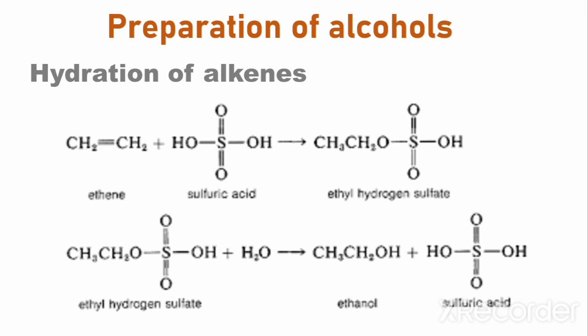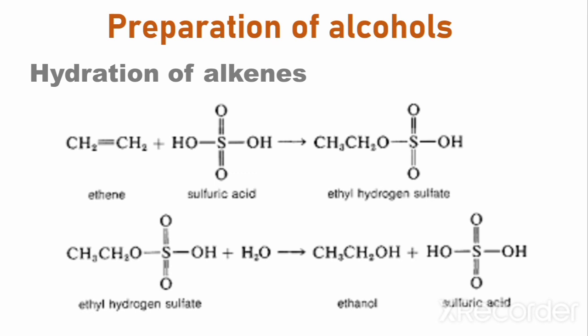So when the ethene reacts with the sulfuric acid, that is a catalyst, an intermediate is formed, that is ethyl hydrogen sulfate, and this ethyl hydrogen sulfate then reacts with water and forms the final product, that is alcohol. Because we take ethene as the alkene, a two carbon compound, the final product also contains two carbons along with the hydroxyl group, and that will be named ethanol. And the sulfuric acid will regain its original form because it acts as a catalyst.